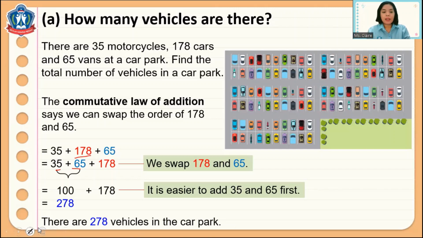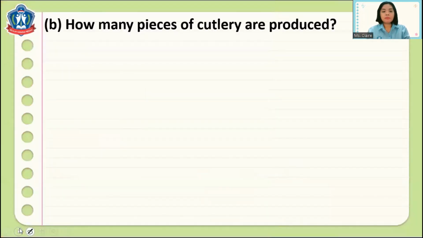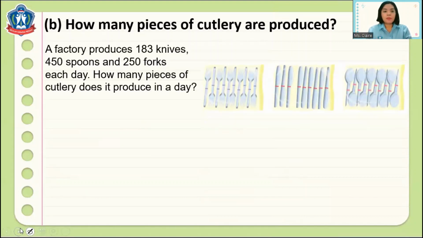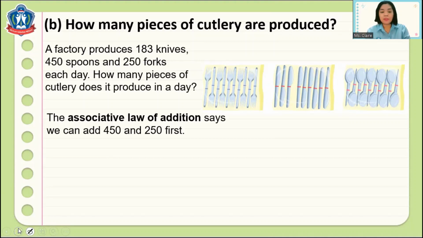Okay, children? Let's have another problem. How many pieces of cutlery are produced? A factory produces 183 knives, 450 spoons, and 250 forks each day. So how many pieces of cutlery does it produce in a day? So we are going to add 183 plus 450 and 250.